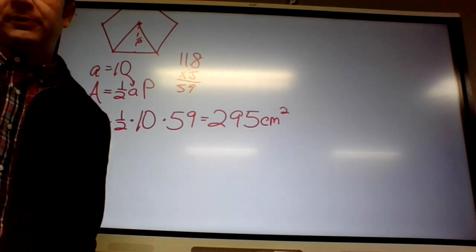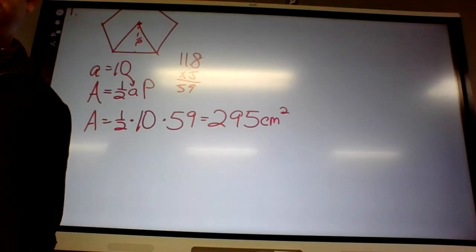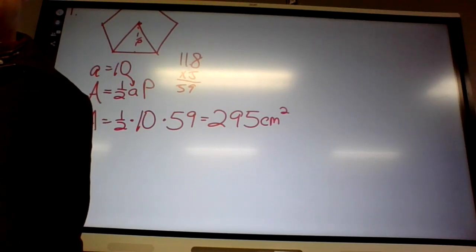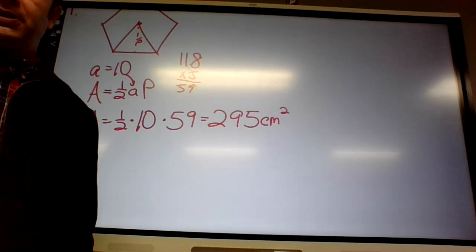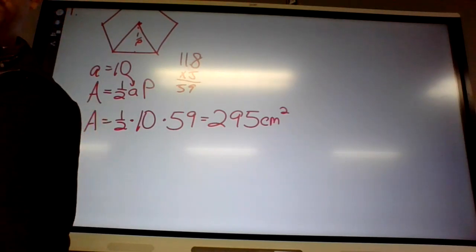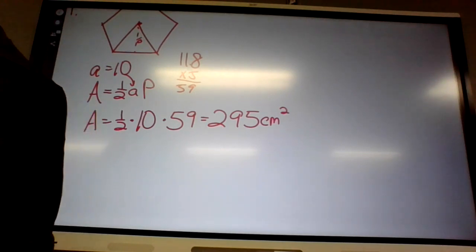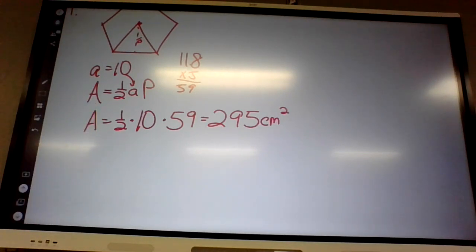So on 12, they give you the area, and you have to work backwards to find CM, to find the apothem. So you have to do some algebra, work it backwards. Put 125 in for A, 8.5 can help you find the perimeter. Put that in for P.